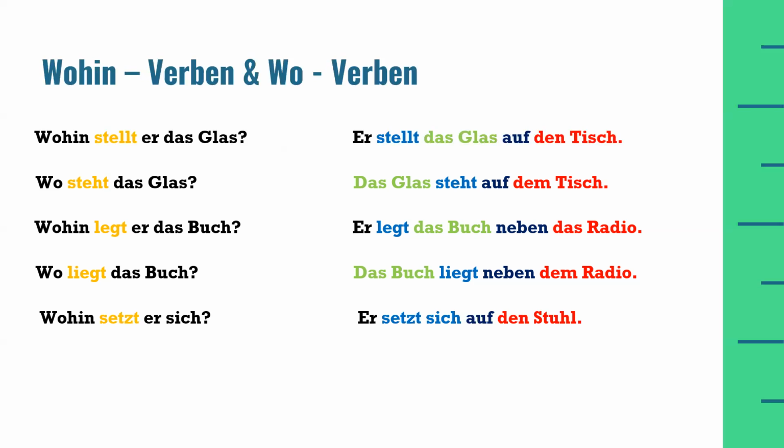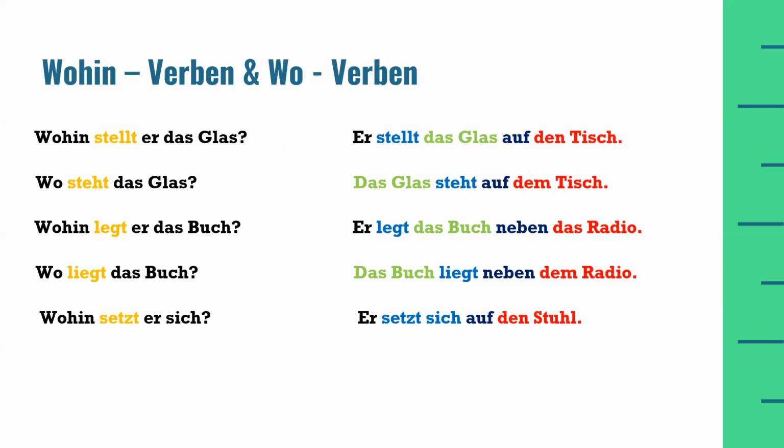Setzt sich auf den Stuhl. He is sitting down on a chair. Here, wohin is again used because we are going to ask something about the movement. Because he is going to sit down, which shows a motion or a movement in the sentence. Therefore, we will use wohin.